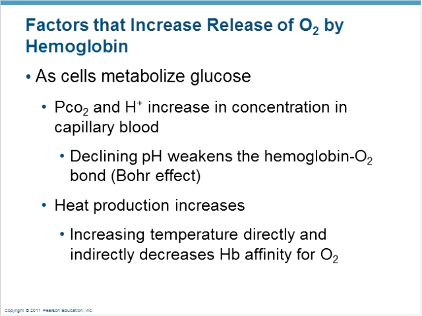Factors that increase the release of oxygen by hemoglobin. As cells metabolize glucose, PCO2 and hydrogen increase in concentration in the capillary blood. A declining pH weakens the hemoglobin O2 bond, called the Bohr effect. If heat production increases, it increases the temperature, which directly and indirectly decreases the hemoglobin affinity for oxygen. So an increased temperature can really affect hemoglobin's ability to take in oxygen. An increased concentration of PCO2 and hydrogen also weakens the hemoglobin oxygen bond.